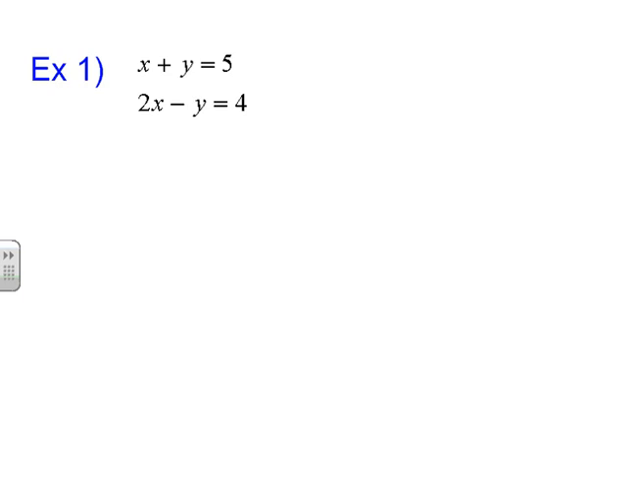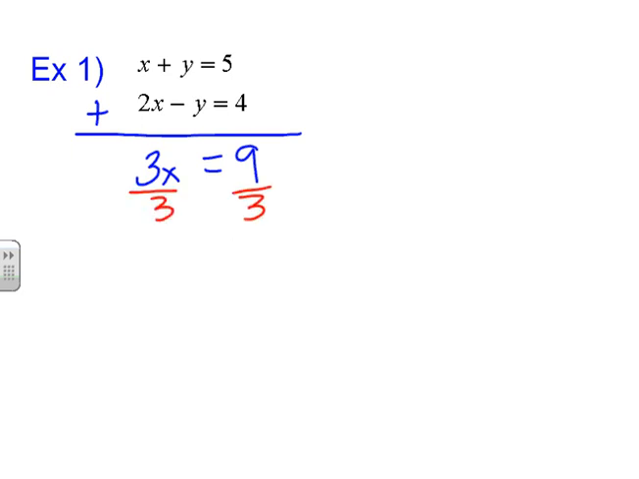We have x plus y equals 5 and 2x minus y equals 4. If we straight up start adding these equations together, we can see the y's are opposite of each other, a positive y and a negative y. They will cancel each other out if we add these together. x plus 2x will give us 3x. Since there are no y's, we don't have to worry about that. And 5 plus 4 is 9. Now we have an easier equation to solve. By dividing both sides by 3, we find out that x equals 3.